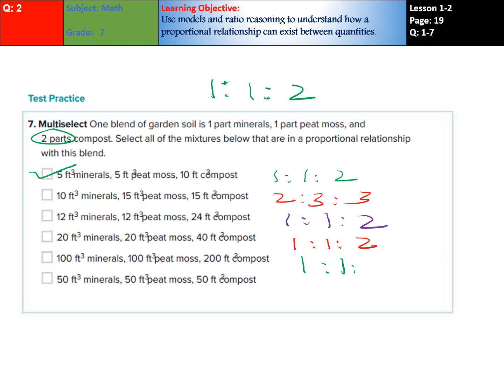1, 1, 2. Here 50, 50, 50 means 1, 1 and 1. So how many of them are correct? The first one, 12, 12 and 24, 20, 20, 40, 100, 100, 200. All these options are correct.